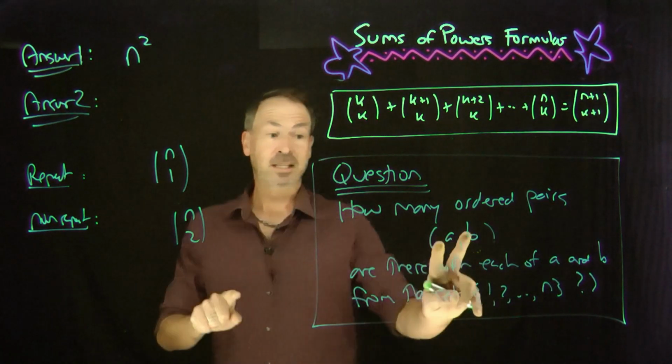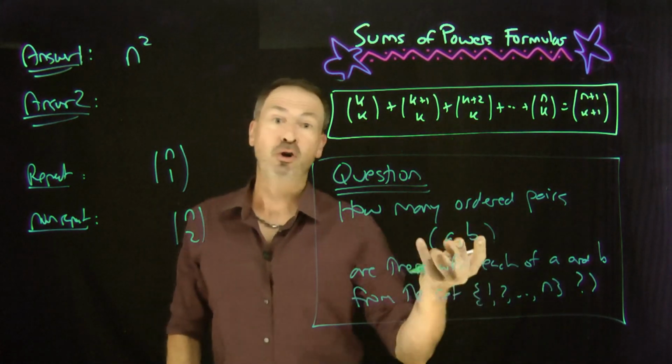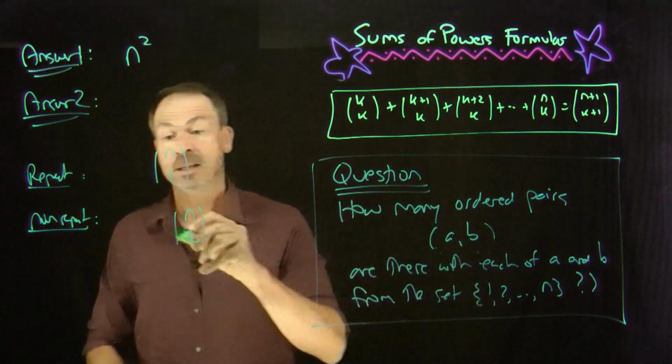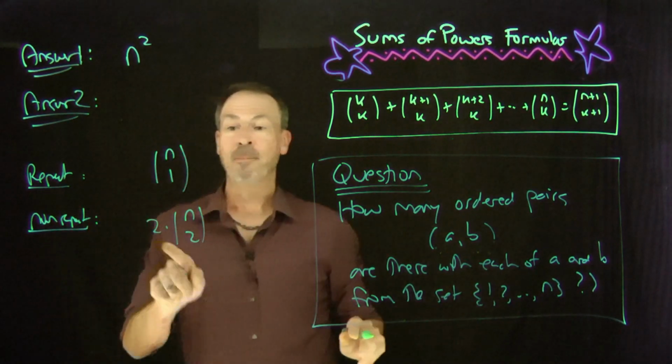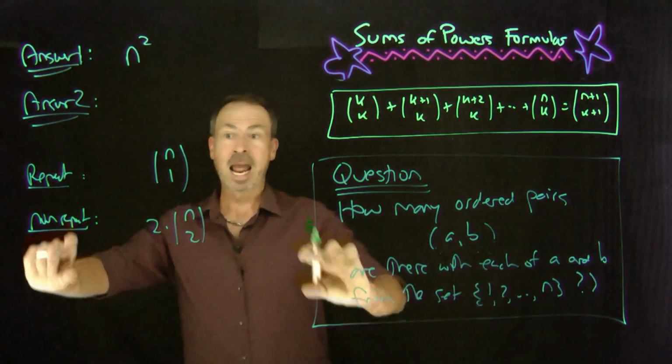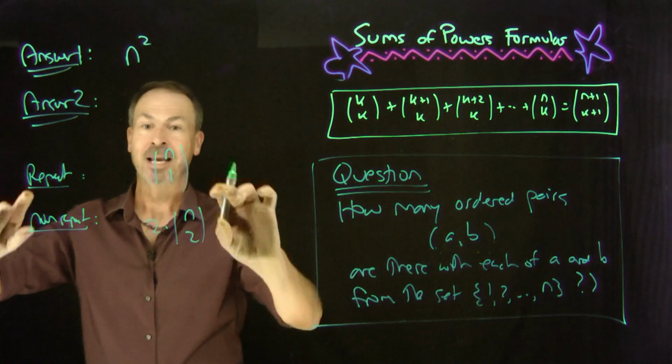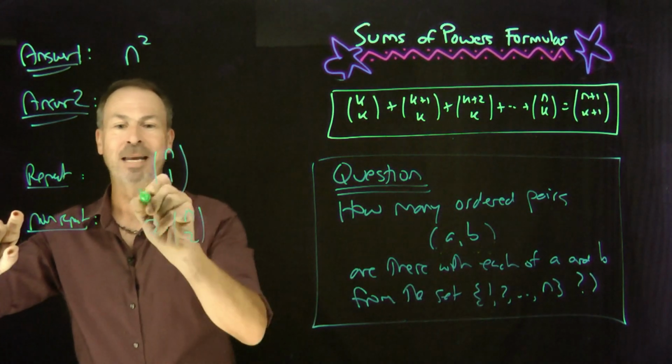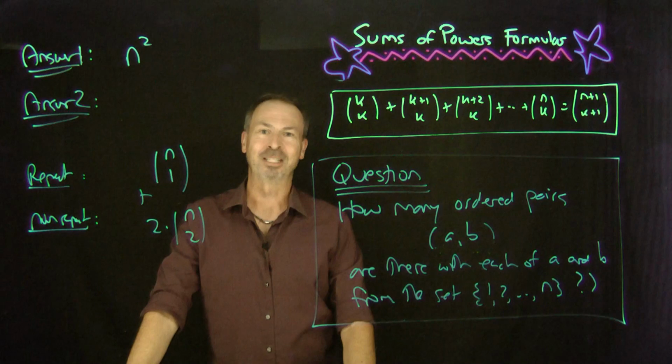So for each pair of two different values, I've got two choices on how to make that pair. There must be 2 times n choose 2 options in all, and that covers all the types of pairs. So I've got this many plus that many. That must be the number of ordered pairs possible.